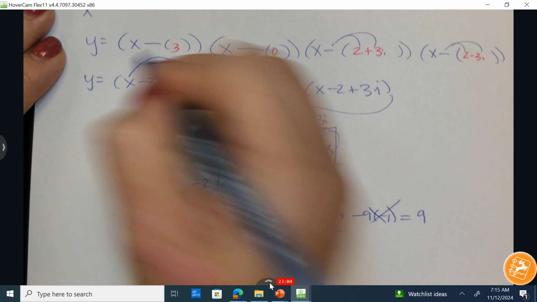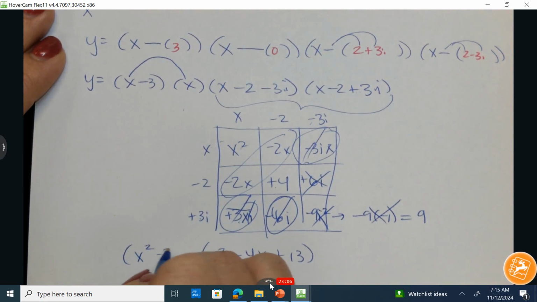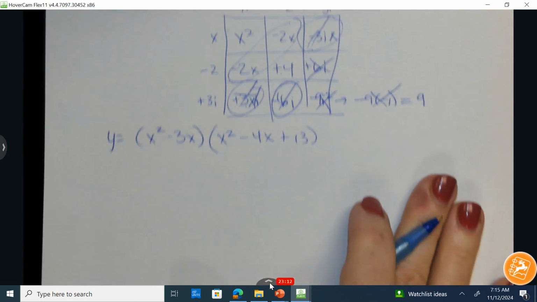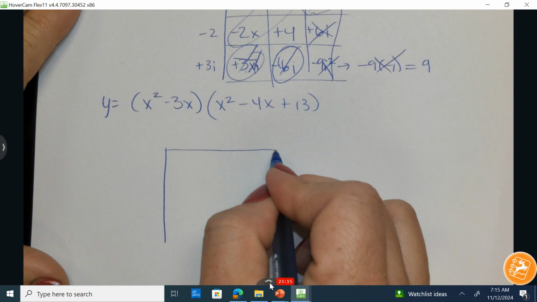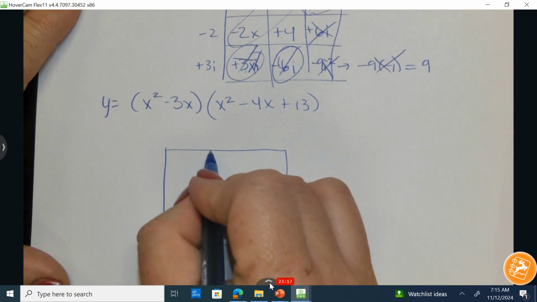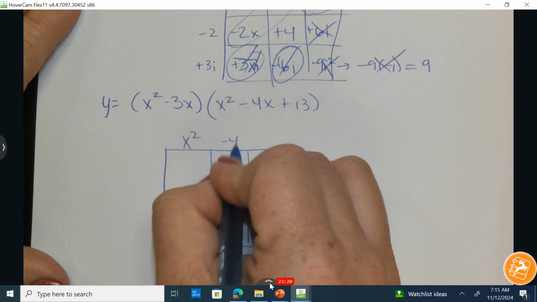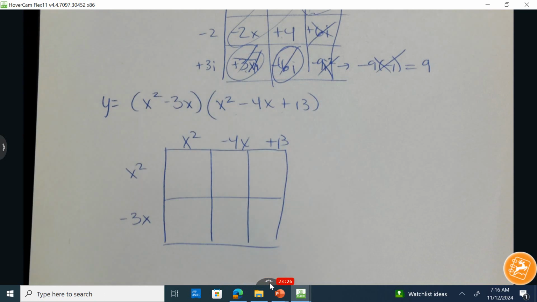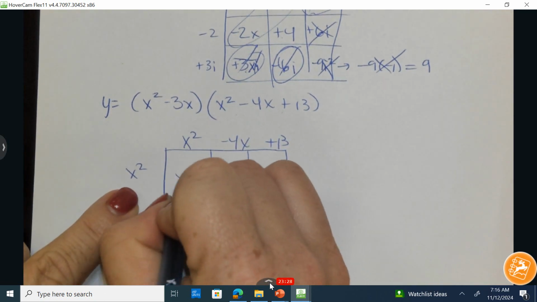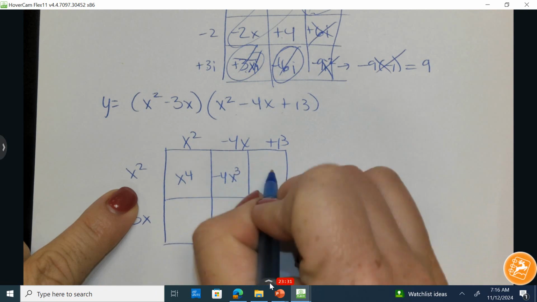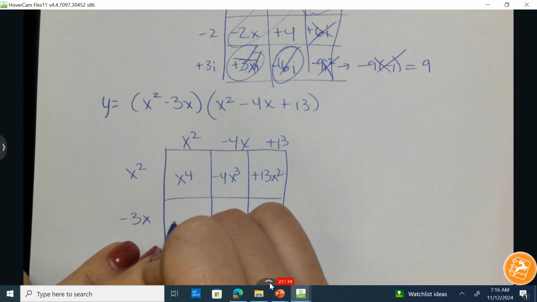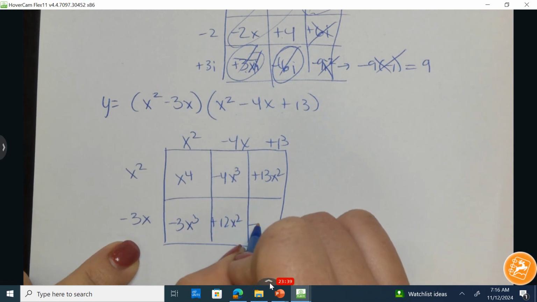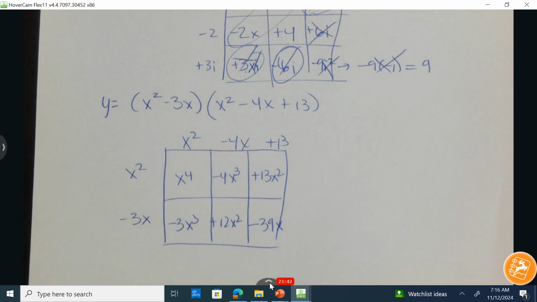Now, when I take x times this, I have x squared minus 3x. And now it's my job, and you can either use distribution or you can set up the boxes. So one needs to be 3 across because I have 3 terms: x squared minus 4x plus 13, and the other needs to be 2: x squared minus 3x. Okay, here we go. x to the 4th minus 4x to the 3rd plus 13x squared minus 3x to the 3rd plus 12x squared minus, 13 times 3 is minus 39x.